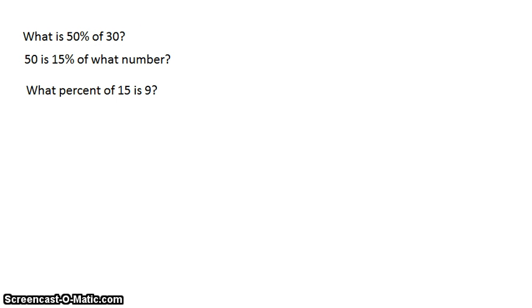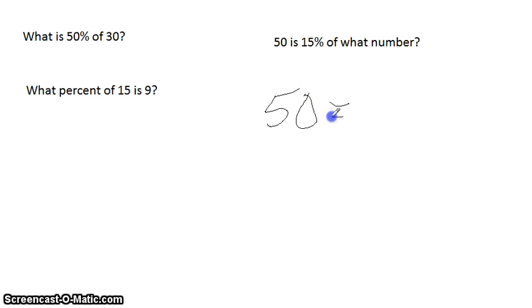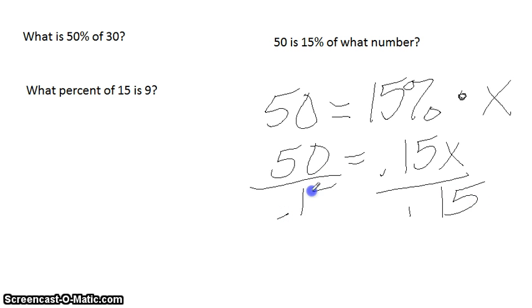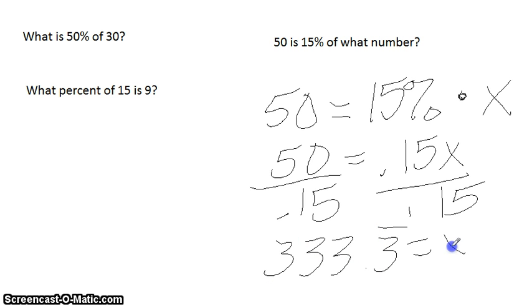50 is 15% of what number? Again, I'll just write each thing and then turn it into its algebraic equivalent. So 50 is, being an equal sign, 15% of means multiply. What number would be an x? So I get 50 equals 0.15x. I divide by 0.15 on each side, and I'm going to have to use a calculator on this one because I'm not sure what it is. Give me just a second. I'm going to do 50 divided by 0.15, and I'm going to get 333.3 repeating. That's going to equal x.